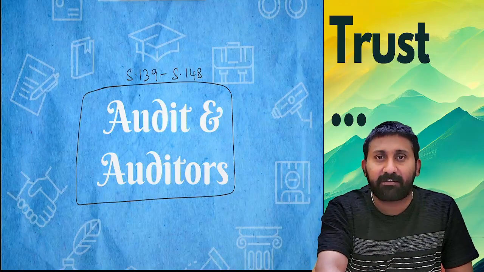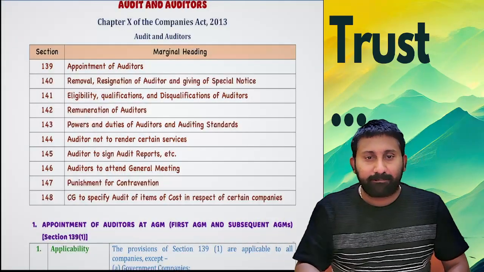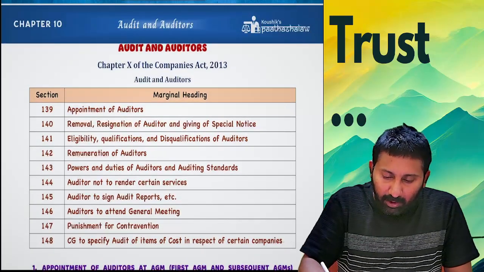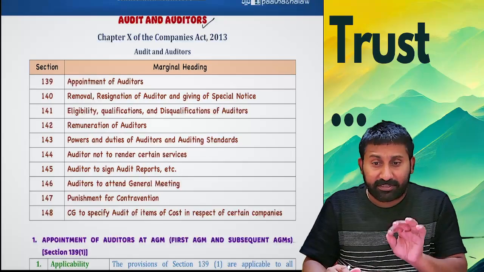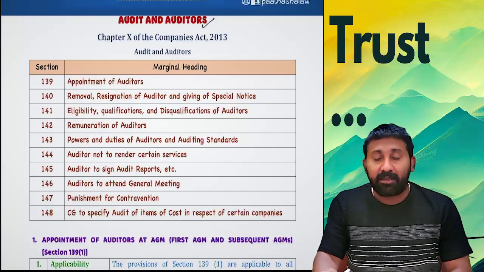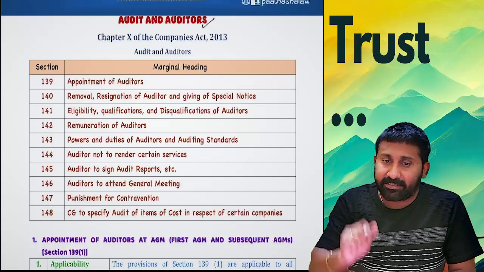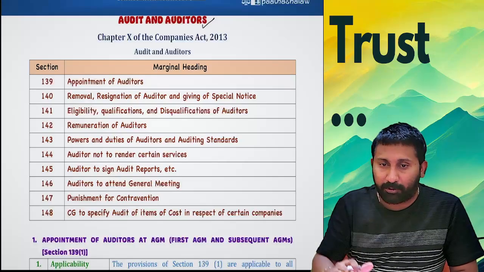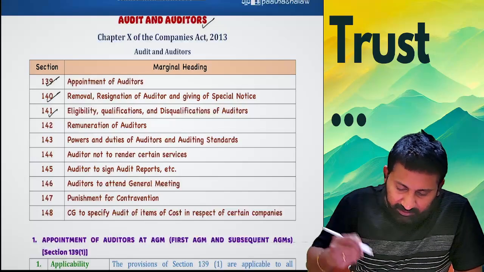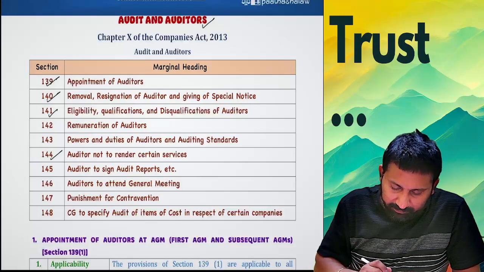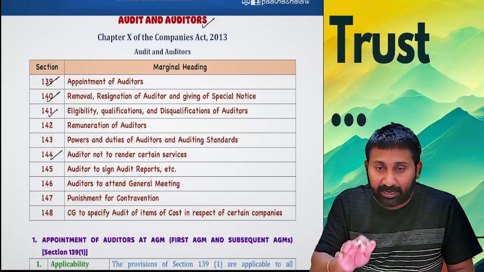Okay, so let us begin our session on Audit and Auditors. See here, the name of the chapter, Audit and Auditors. This chapter starts with 139, ends with 148. First thing, before we start with the concepts, let me put before you the most important concepts for the coming examination. Number one, 139, 140, 141, 144. These are the four sections which are very, very important for the coming examination.